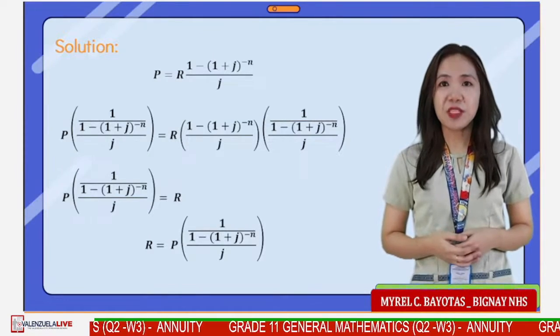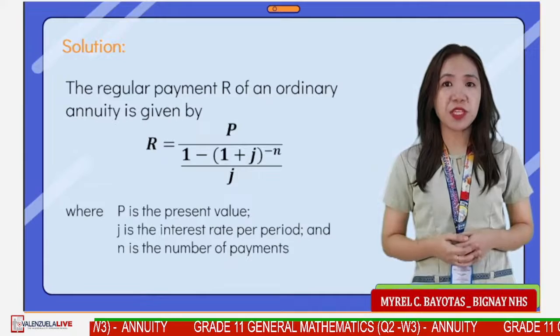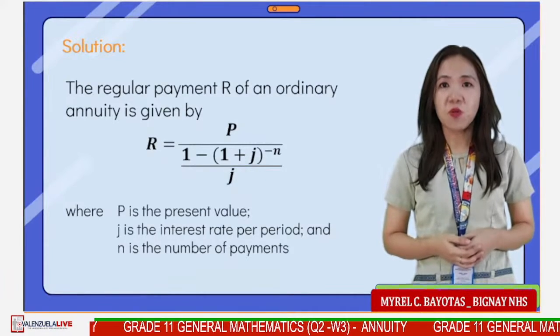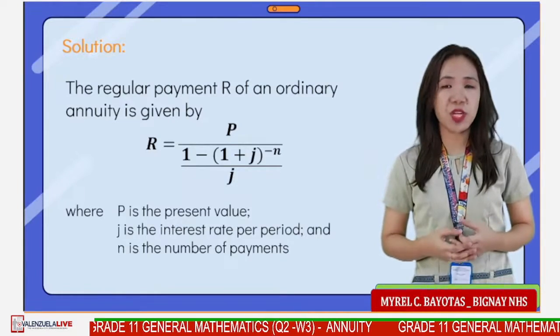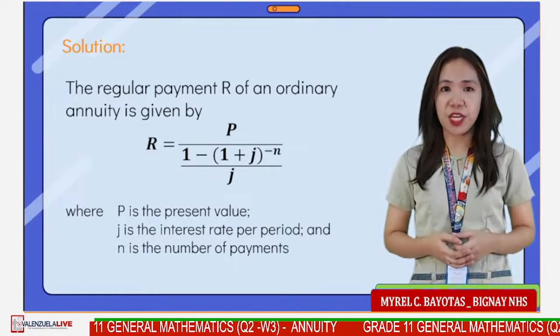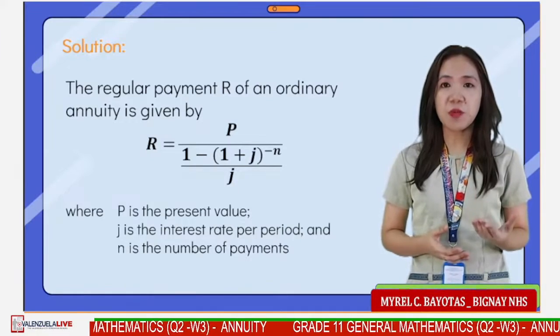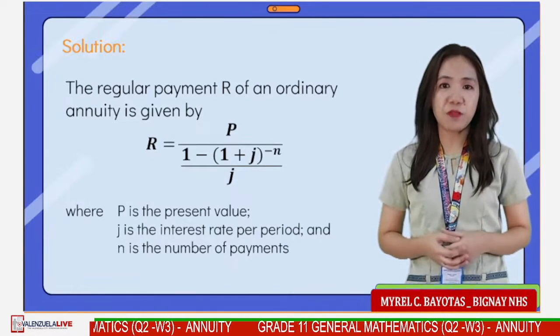The regular payment R of an ordinary annuity is given by the formula R equals P over 1 minus the quantity of 1 plus j raised to negative n all over j, where P is the present value, j is the interest rate per period, and n is the number of payments.